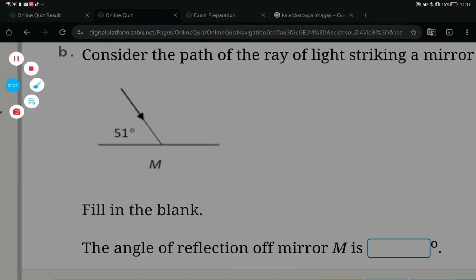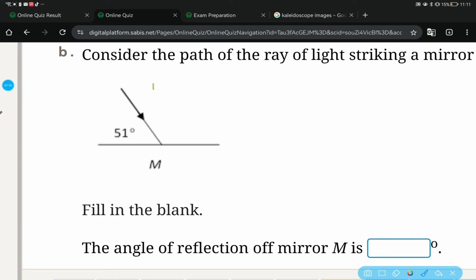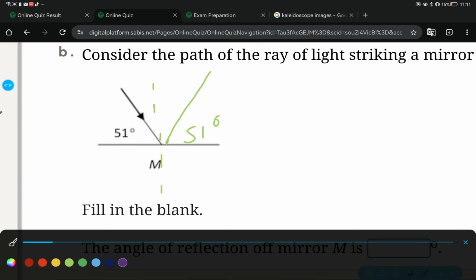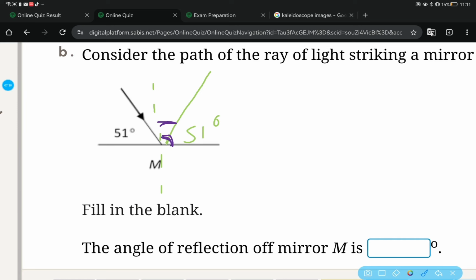Okay, so let's just really quickly see our normal, which goes across the center here. Now this is the ray of light, and if it's going to be reflected, that means we're just going to copy it here. And this is also going to be 51 because it's reflected. But now they want the angle of reflection, which is here. If we know that from the normal to the boundary it's perpendicular, so it's 90 degrees. And if this is 51, you do 90 minus 51 and you should get your answer, which is 39.